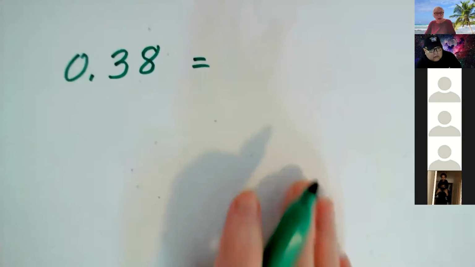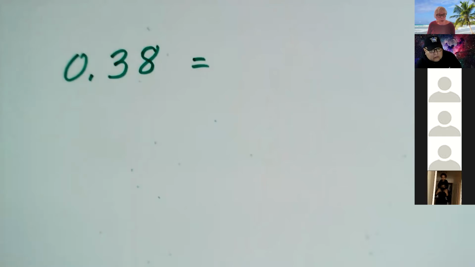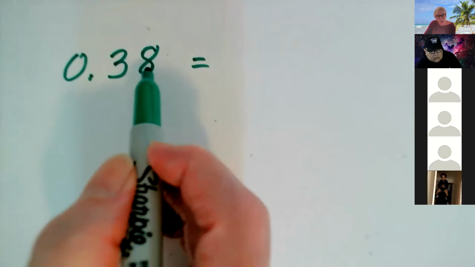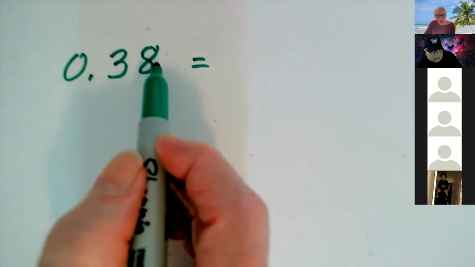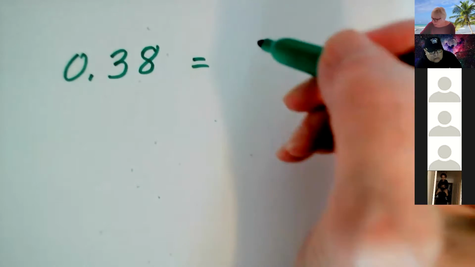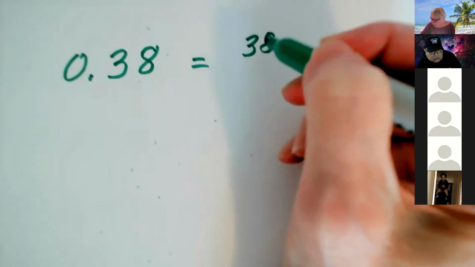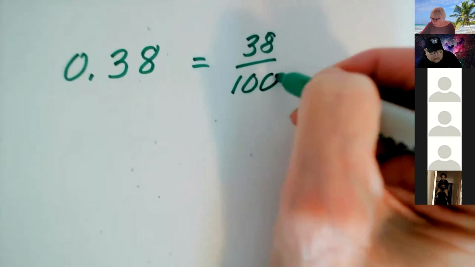The reverse of this is if you have a decimal, and they say, well, won't you change it to a fraction? So this again is review, but you have to remember how to say this. This is 38 hundredths. So that would be 38 over 100.